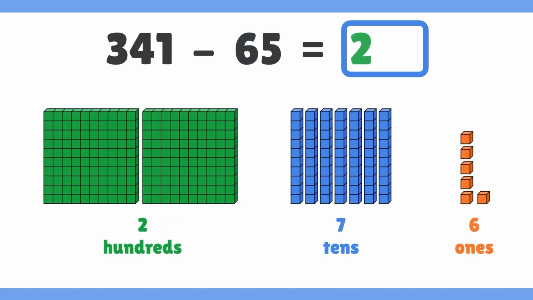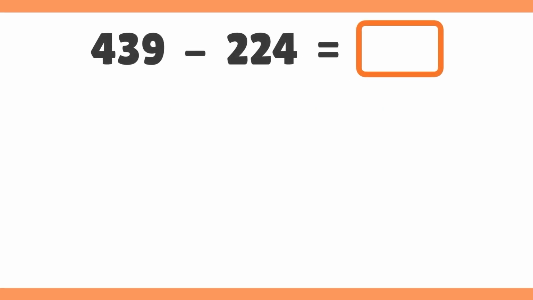There are 2 hundreds, 7 tens, and 6 ones left over. So this is the same as 276. So 341 minus 65 equals 276. Great job. Let's do one more together. Here, we have 439 minus 224.